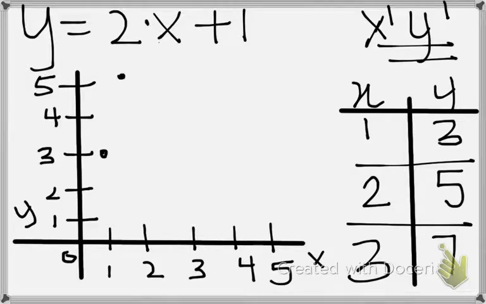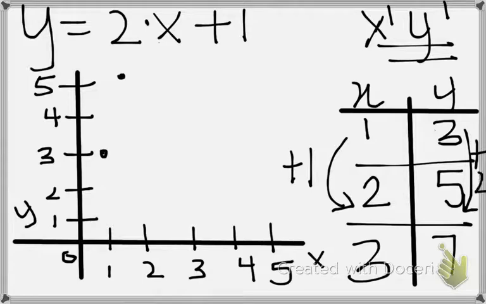So as you can see, as x changes by 1, y changes twice as fast. This is 1 plus 1 is 2, but 3 plus 2 is 5. So it's going twice as fast. And over here, 2 plus 1 is 3, and 5 plus 2 is 7.